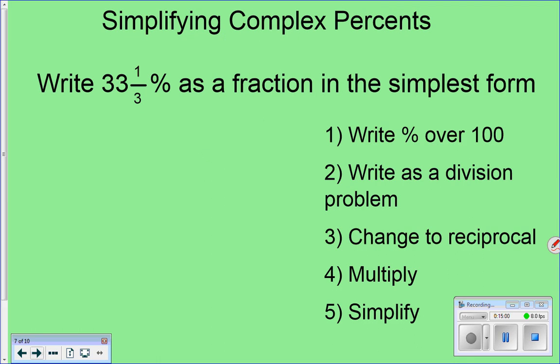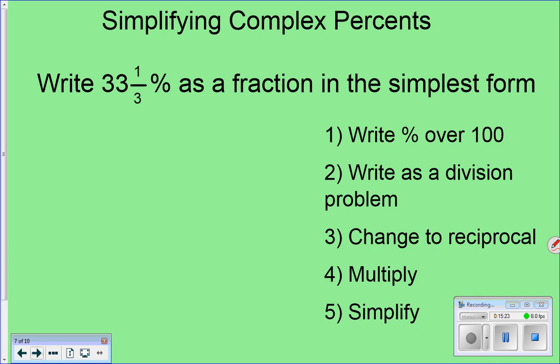Okay, so here's my next part. Complex percents. I know we have not done percents yet, okay? But that's okay. You really don't need to know a whole lot about percents to know how to do this. So this is another thing you're going to have to take some good notes on, because we're going to talk about complex percents.